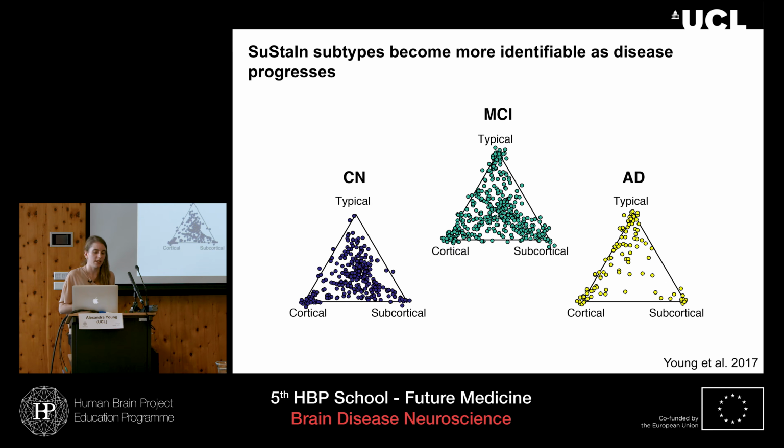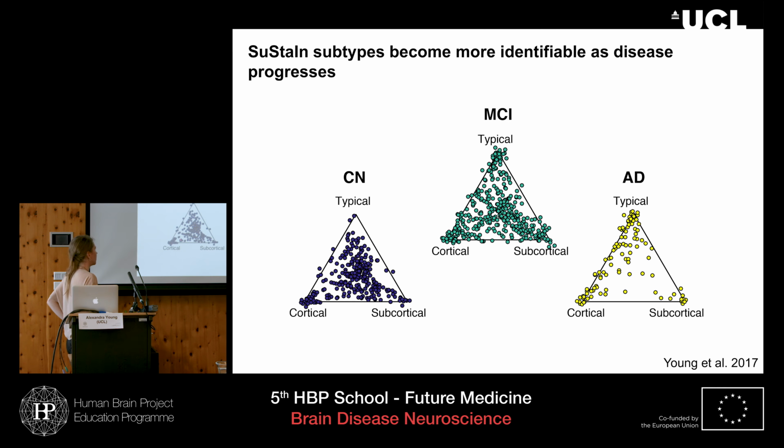So we had a look at the utility of the subtypes and stages for basically diagnosis and predicting conversion. And what we find is that the subtypes in subtype and stage inference (SuStaIn) become more identifiable as the disease progresses. So in cognitively normal individuals, you can see that, so these are triangle plots, and in the middle you have an equal probability of belonging to a particular subtype, and then at the corners, individuals are strongly assigned to a specific subtype.